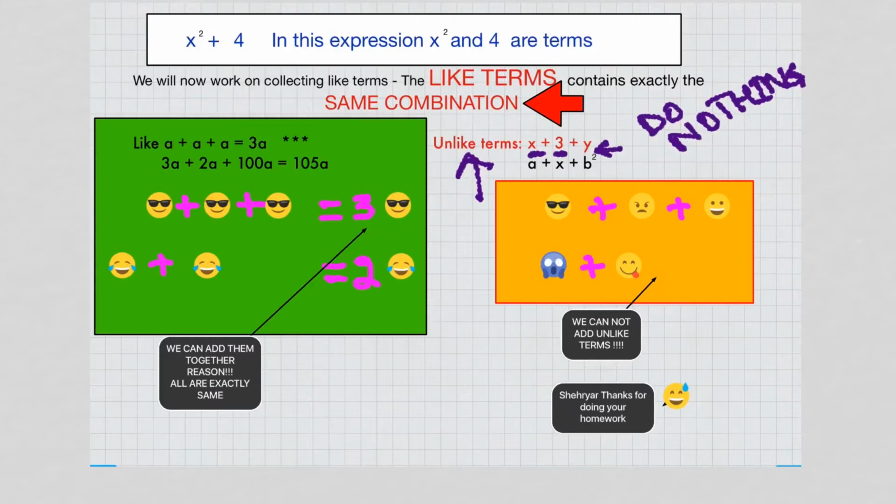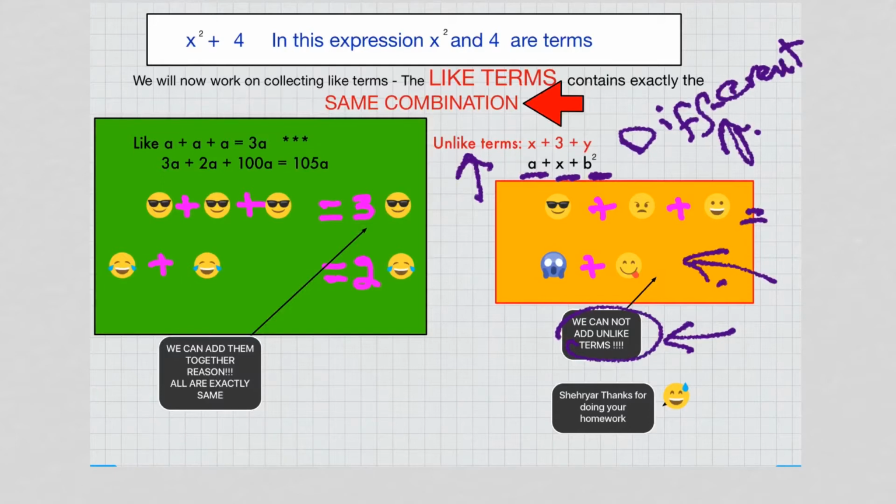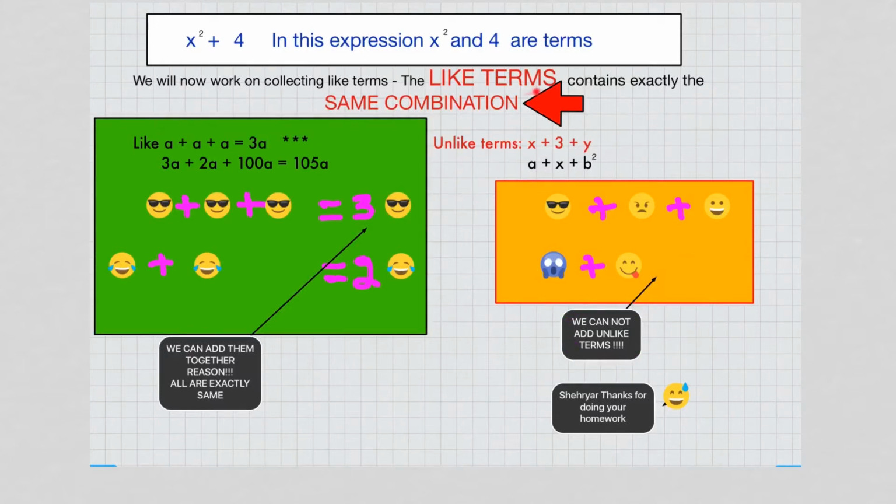In the second one, what you can see is a, x, and b squared, all of them are different. Remember, when they are different, we cannot add like terms. So we cannot add them together. I've explained everything in full detail. What are the like terms? They have the same combination, and the unlike terms have a different combination, and we cannot add unlike terms.